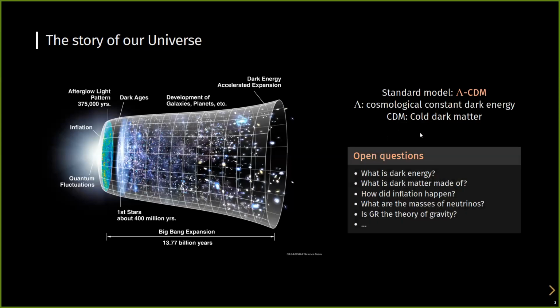And we have learned a lot. We have a standard model called lambda CDM, where lambda stands for the cosmological constant dark energy model, and CDM stands for cold dark matter. But lambda CDM is only one model. And in fact, we have a lot of open questions that we still do not have any answers to. For example, what is dark energy? What is dark matter? How did inflation happen, if it happened? What are the masses of neutrinos? Is GR the only theory of gravity? And many more that I have not listed here.